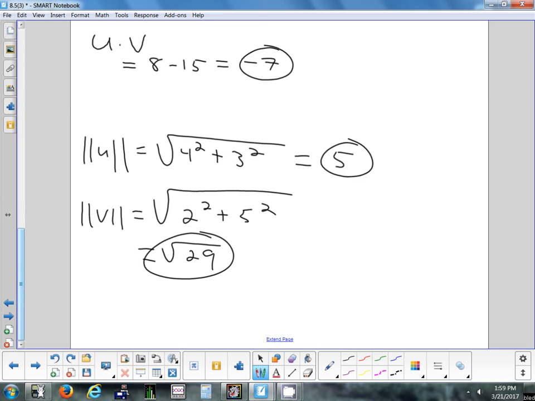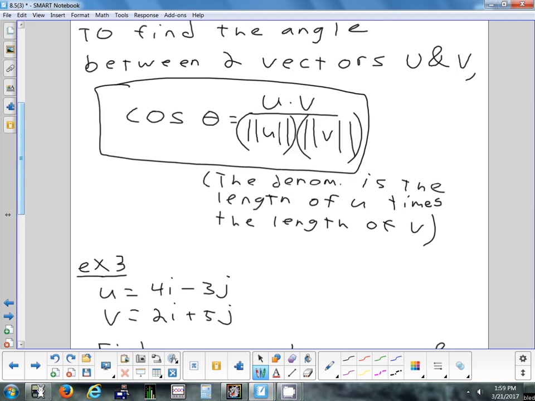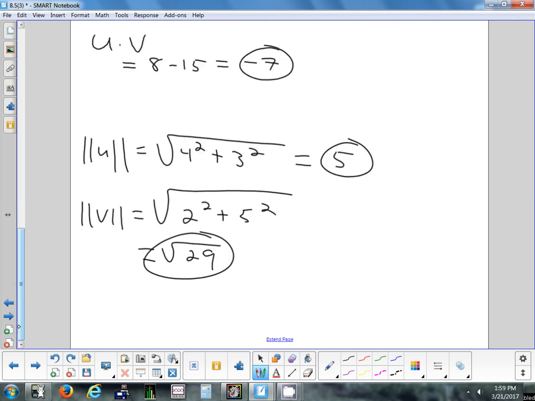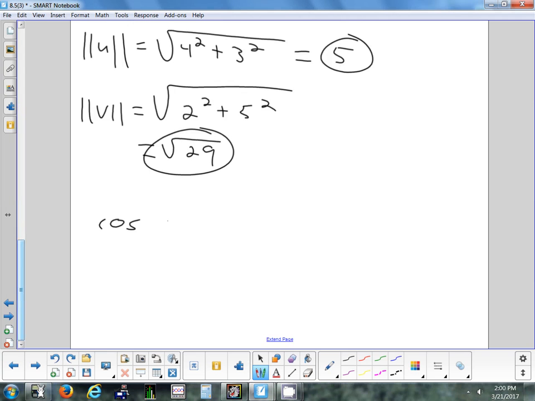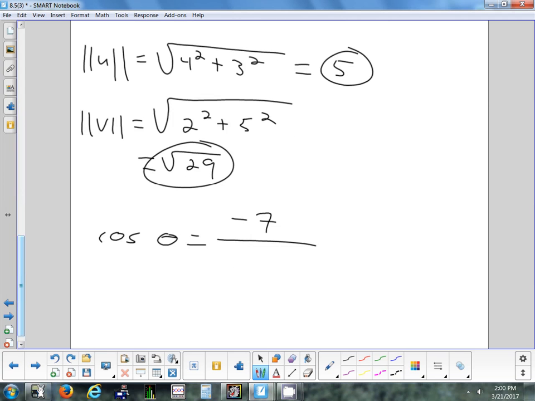Now, the three things I circled, plug them into that formula and solve it, and then you will know the angle. So cosine of our angle equals, what goes on the top? Negative 7, the dot product. And what goes on the bottom? 5 times square root of 29.